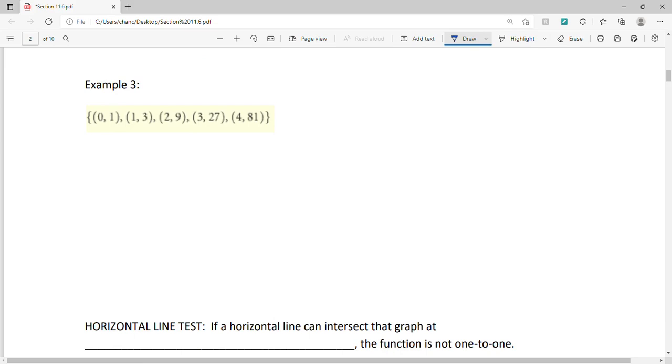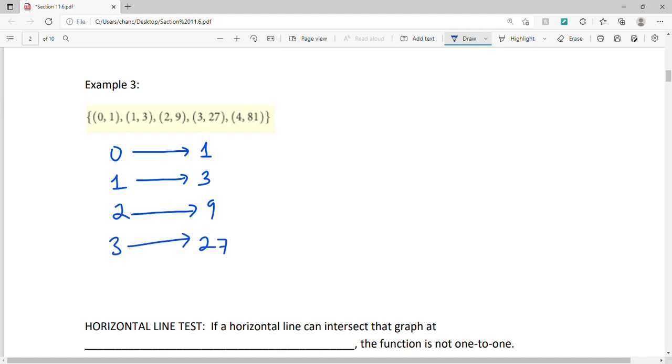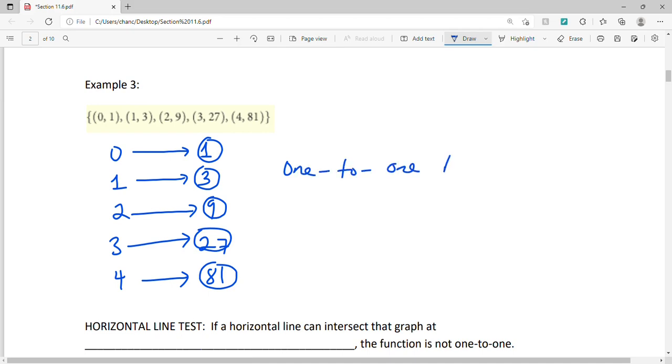In example 3, 0 gets sent to 1, 1 gets sent to 3, 2 gets sent to 9, 3 gets sent to 27, and finally 4 gets mapped to 81. Each of these outputs has only one input that corresponds to it. So this is definitely a one-to-one function.